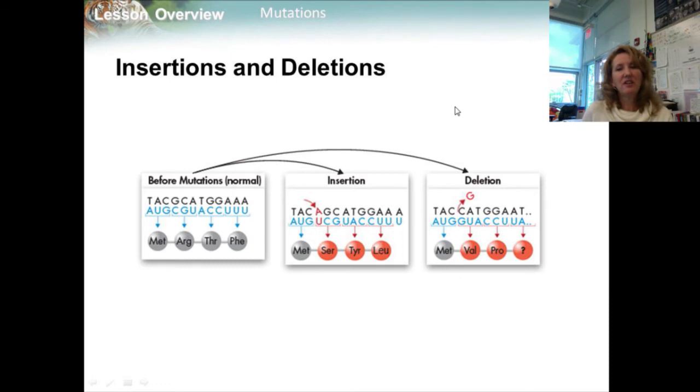Insertions and deletions are also called frame shift mutations because they shift the reading frame of the genetic message. Frame shift mutations can change amino acids that follow the point of the mutation and can alter the protein so much that it is unable to perform its normal functions.